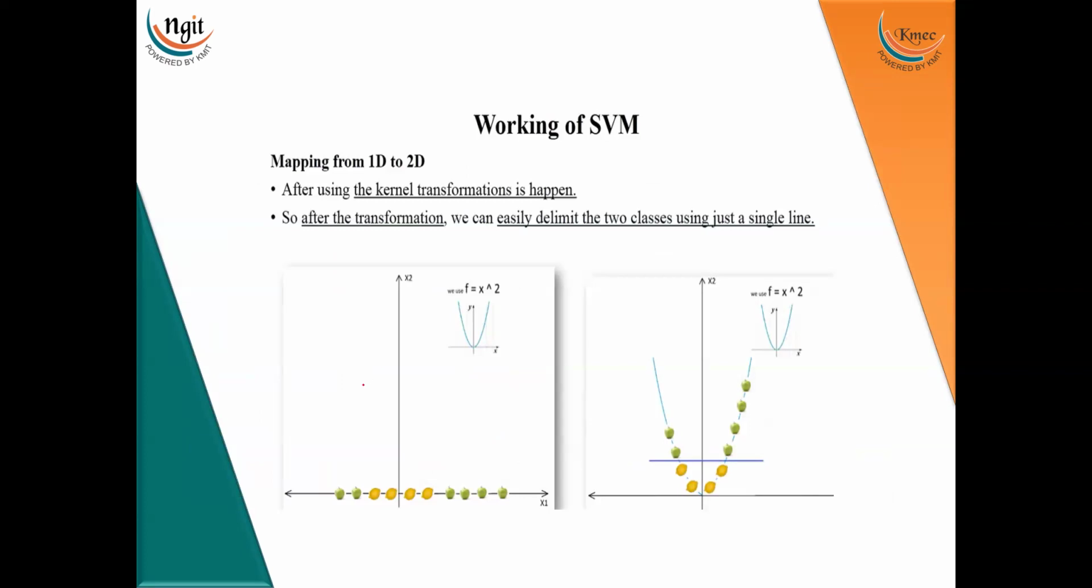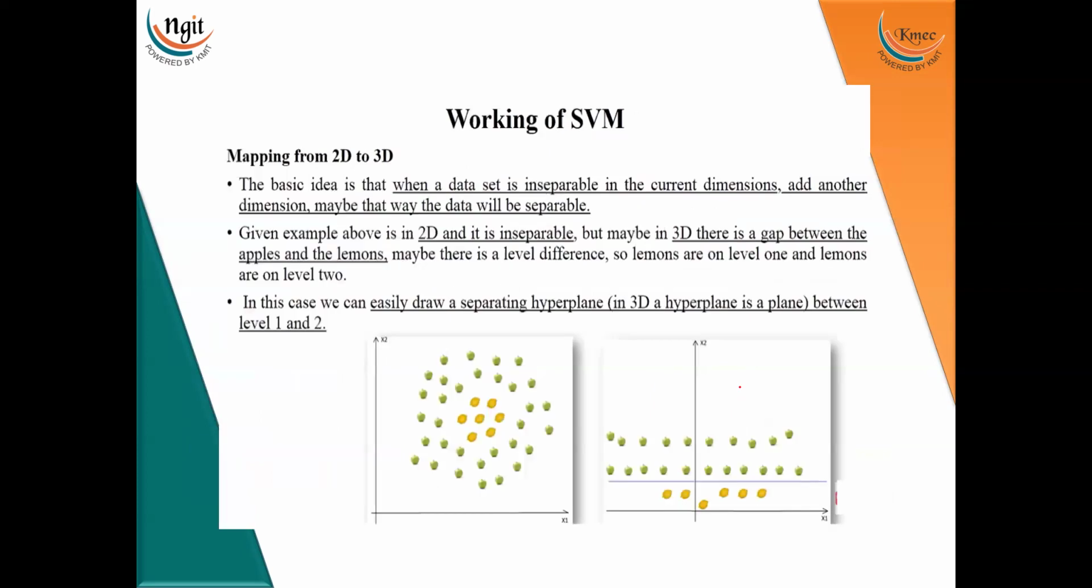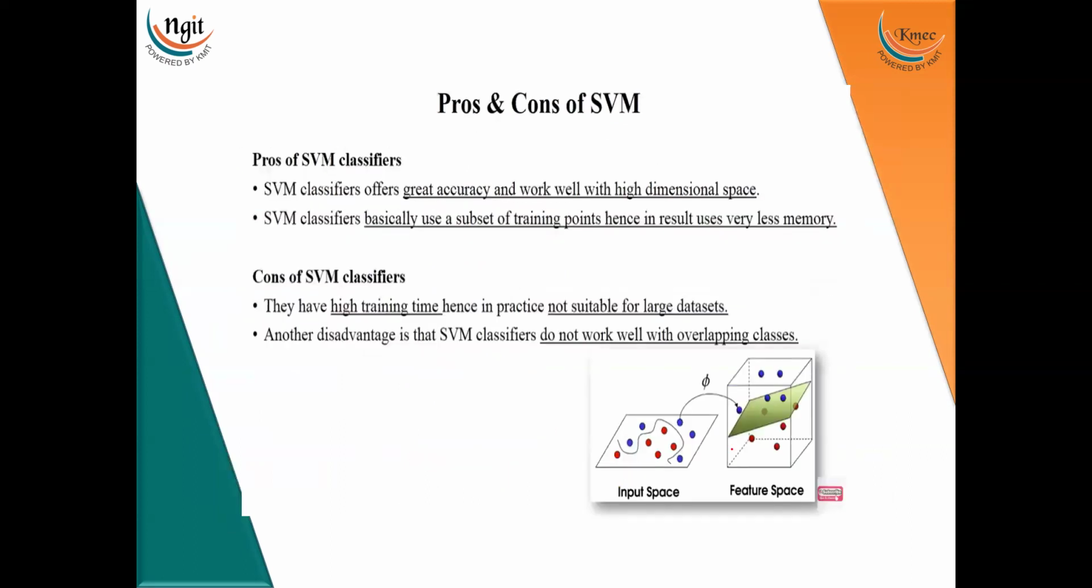The same example: this is the linear one-dimensional data, and with the help of a kernel function, when you convert it into two dimensions, it will look something like this. And if it is two-dimensional non-linear data, we convert it into 3D. Adding one more line between level 1 and level 2, we can easily separate the data into two categories. So what are the pros and cons of SVM?